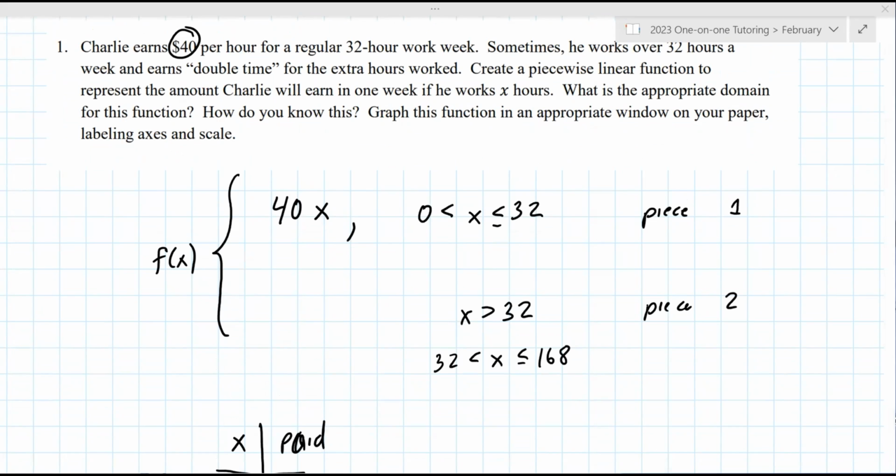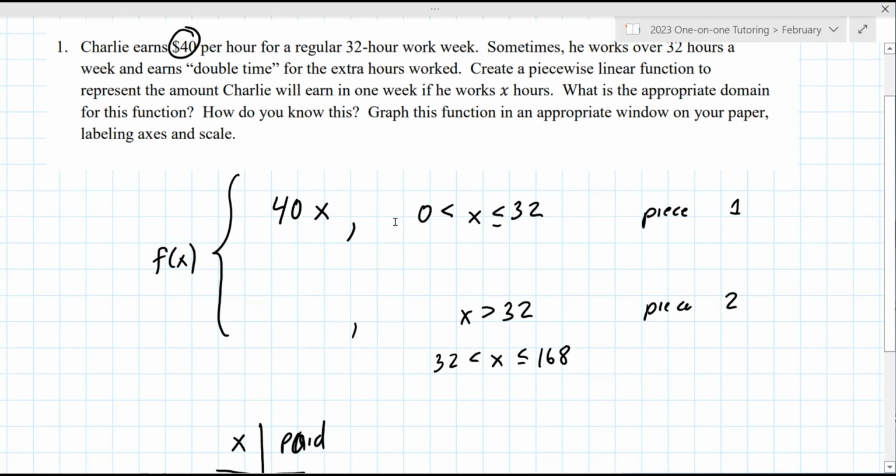Now, the next part is he gets double that rate if he works more than 32 hours. So you might think that it's 80x at first glance. But the way piecewise functions work is they have to tie in together. And we have a problem here because at 32 hours, 80 times 32 is a lot more than 40 times 32. So this is not the correct function here.